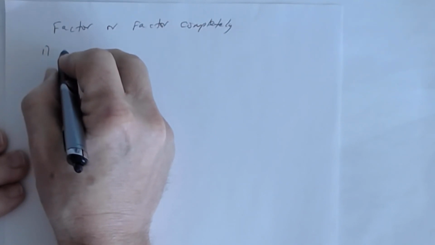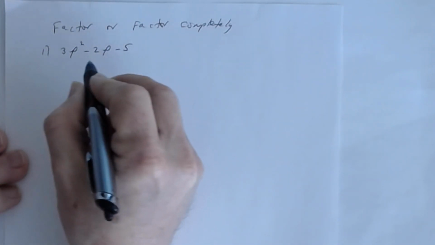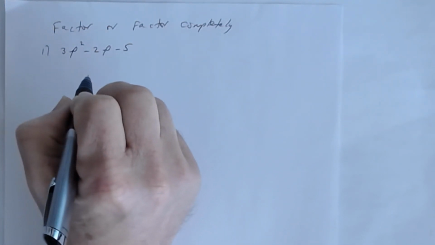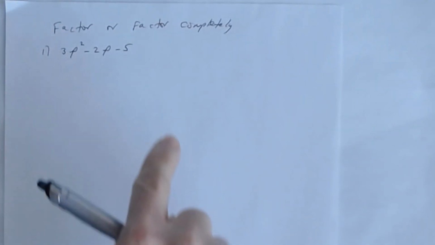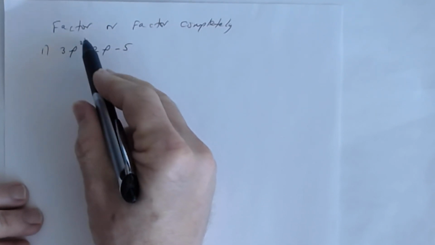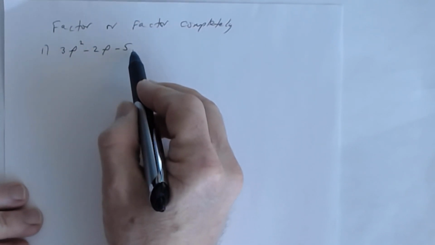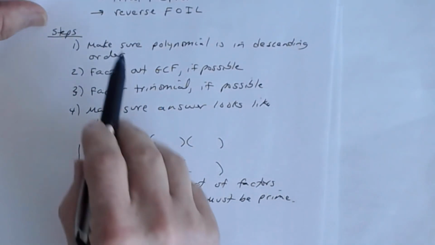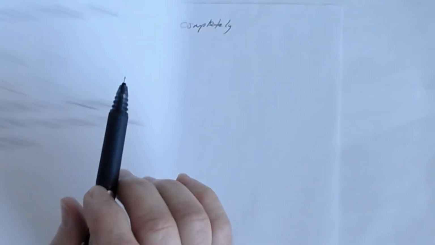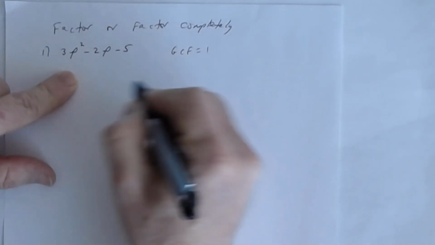So number 1, let's suppose we had this problem. We had, let's say, 3p squared minus 2p minus 5. And I want to factor this trinomial. Remember, the first thing we have to make sure, if you recall, is that the polynomial is in descending order. So descending order means if you look at your variable, you have the largest exponent listed first. So I have p squared first, then p to the first, and my constant is last. So it is in descending order. Then the next thing you need to do is factor out the GCF if possible. So if you notice these 3 terms, the GCF is 1. So there's nothing to factor out.